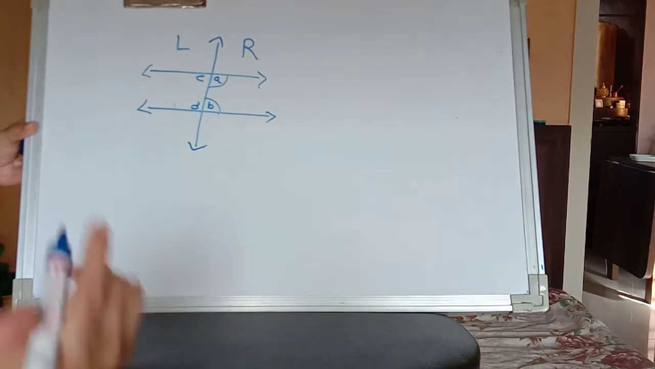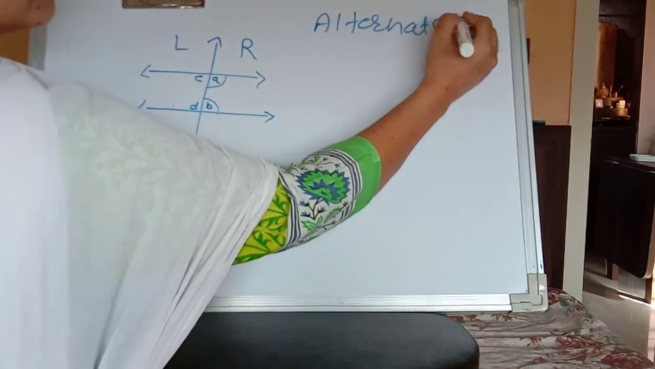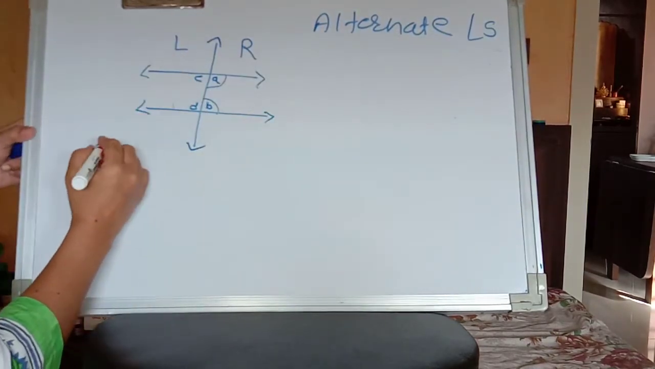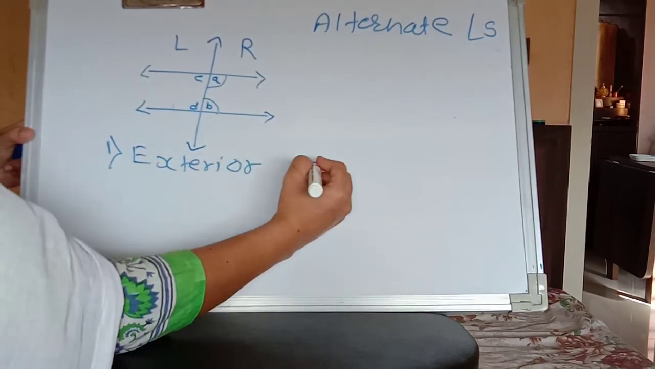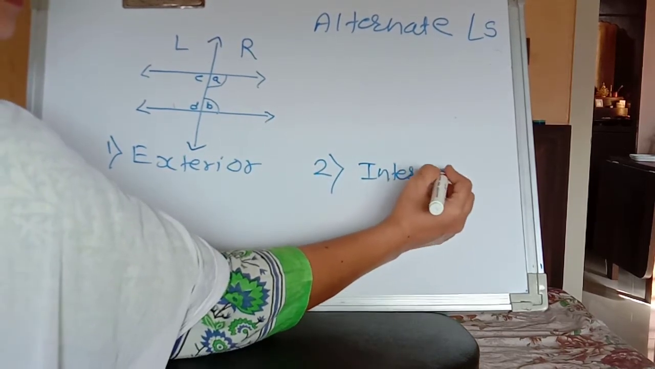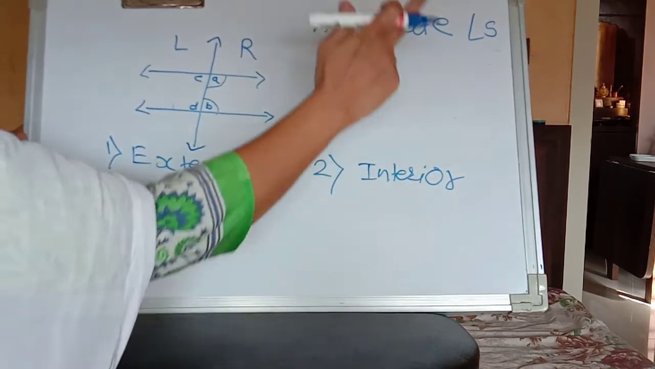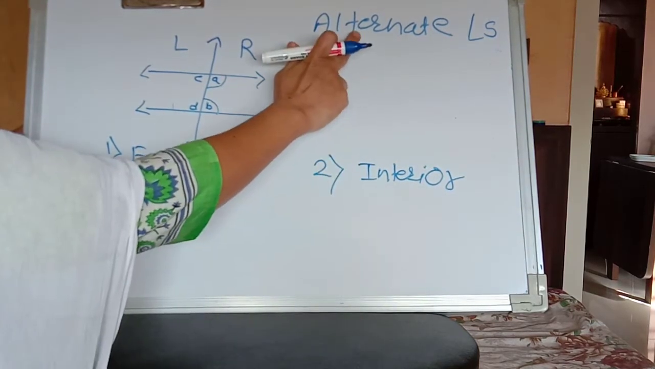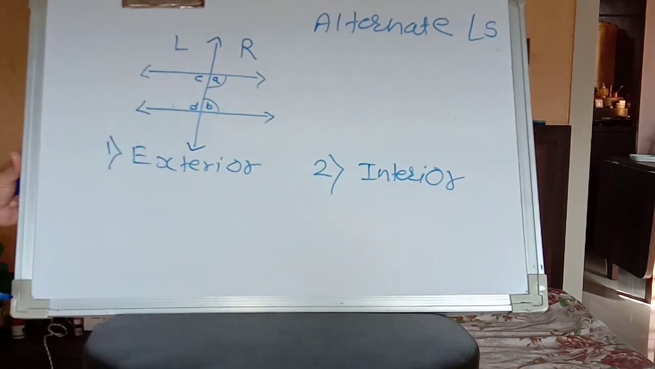I am keeping the same diagram. See now, alternate angles. Now there are two types of alternate angles. First is what? Exterior. And another is what? Interior. Interior angles are different and interior alternate angles are different. These are two parts of alternate angles. I hope you understand. Let us see what we mean by the first definition of alternate angles.